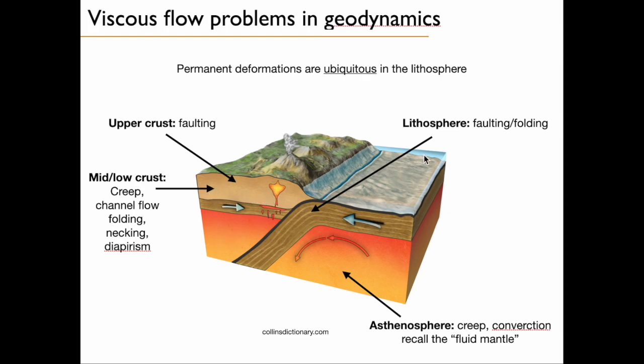The lithosphere, in the region of subduction, for example, the plates are bending, and part of this bending is, of course, irreversible deformation, so permanent. And the lithosphere below is undergoing convection, so materials needs to creep. This is what we were referring to as a fluid mantle in the previous lecture.